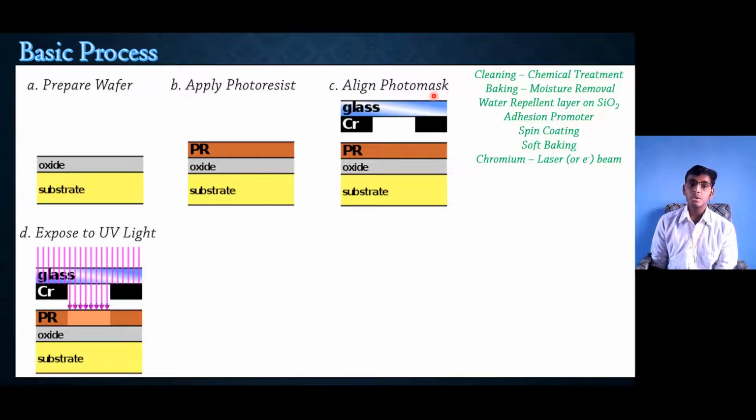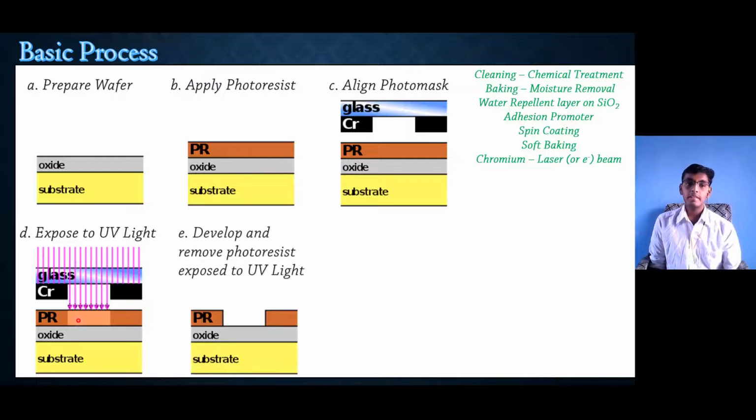So the next step is to expose the mask to the UV light. Wherever we do not have chromium, the UV light is passed. Wherever we have the chromium, the UV light is blocked. Wherever the photoresist material is exposed, this UV light reacts chemically with the photoresist material. The next step is to develop and remove the photoresist which is exposed to UV light.